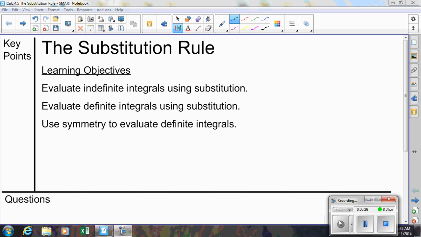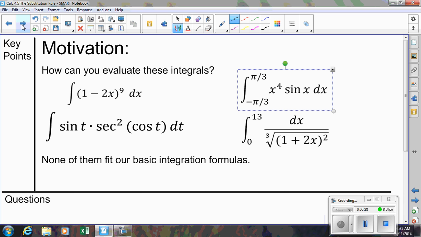Basically, here's the idea. We don't have formulas for this type of integral. We have pieces for just a plain power rule. We have pieces that are trig functions. We have a lot of formulas. But we don't have a chain rule for integrals.